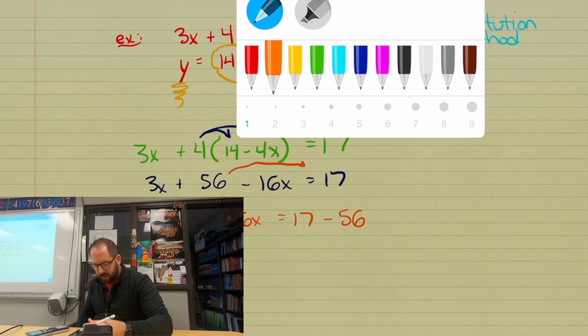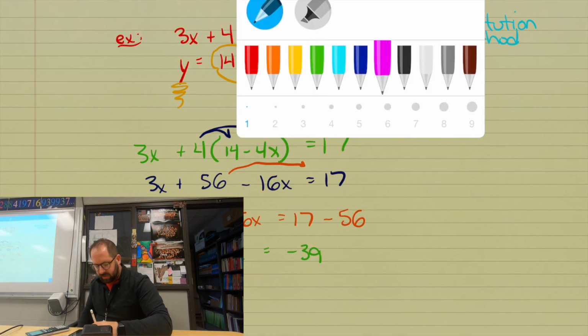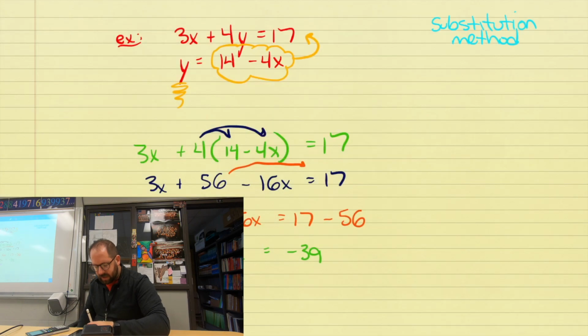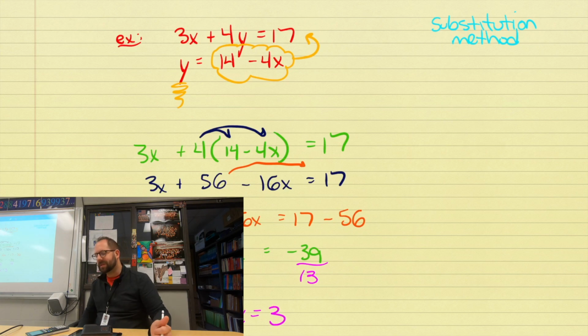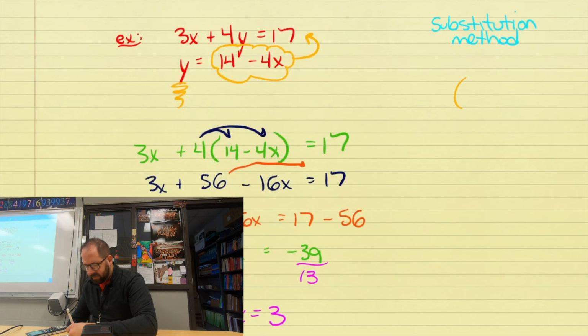On this particular problem, we're going to get negative 13 x's, because 3 minus 16, and then 17 minus 56, what is that, 39? Yeah, negative 39. And then we'll have to divide last. So we divide both sides by negative 13, so this will turn out to be positive, and it turns out to be a 3. 39 divided by 13 is perfectly 3. So kind of a nice number. That was really nice. So we got a 3 for an x.